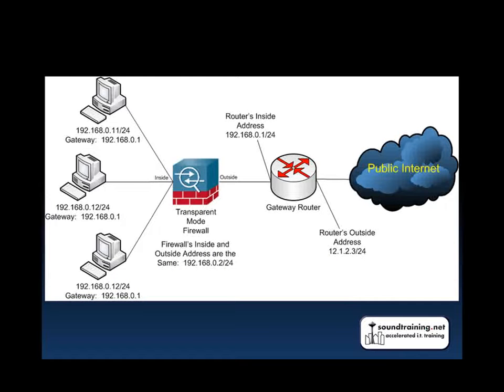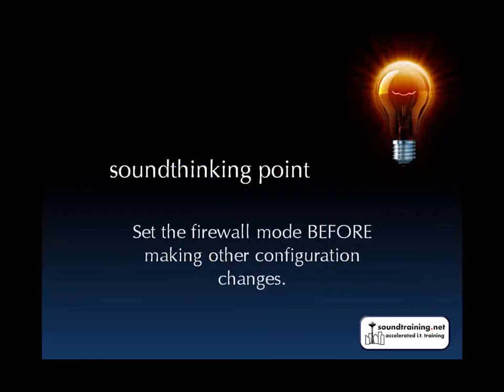Take a look at this diagram and you'll notice a couple of things that are different. First of all, in transparent mode, your firewall is no longer your gateway. Notice that the firewall's inside and outside addresses are the same, and in fact your router's inside address is the gateway for your devices. Notice that the three PCs each have different IP addresses, of course, but their gateway address is set to the router's inside address. It is not set to the firewall, since the firewall is operating in transparent mode. Frankly, the IP address that you see on the firewall is used really just for management.